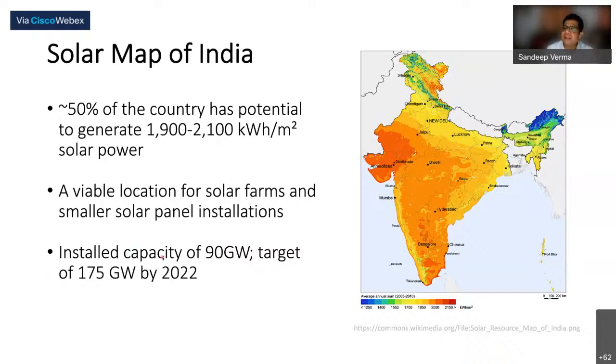And what is being heralded for the future is that at the moment we have an installed capacity of 90 gigawatt, but we are looking at about 175 gigawatt by 2022, by next year, to harness solar energy, to harness the kind of free, clean energy that hits our planet, that hits Earth, hits India, and how we can transform this energy for our benefit.